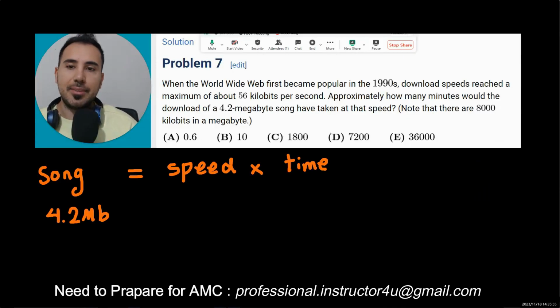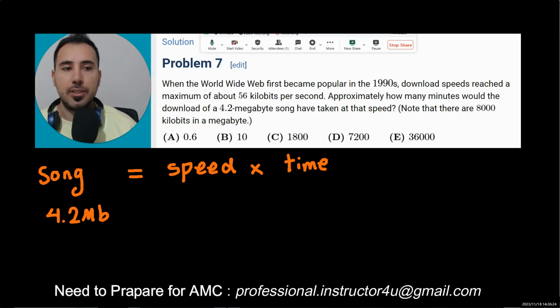Problem 7. When the World Wide Web, the internet, first became popular in the 1990s, download speeds reached a maximum of about 56 kilobytes per second. Approximately how many minutes would the download of a song, a normal song, have taken at that speed? Right now, in today's speed, it's going to take a few seconds, but back then, the internet was very, very slow.